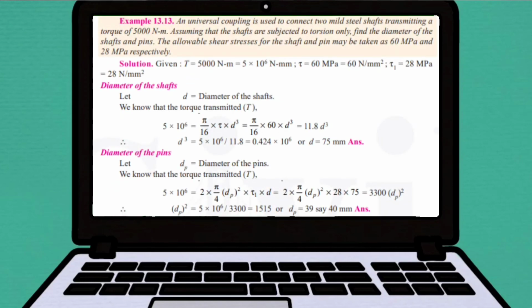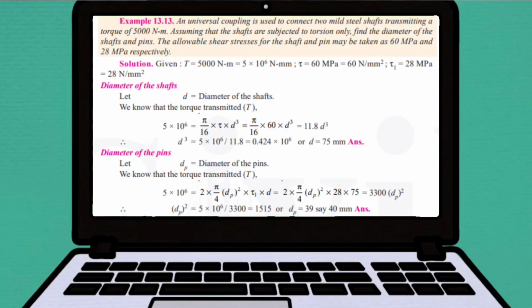Sample problem. A universal coupling is used to connect two mild steel shafts, transmitting a torque of 5,000 Nm. Assuming that the shafts are subjected to torsion only, find the diameter of the shafts and pins. The allowable shear stresses for the shaft and pin may be taken as 60 MPa and 28 MPa respectively.